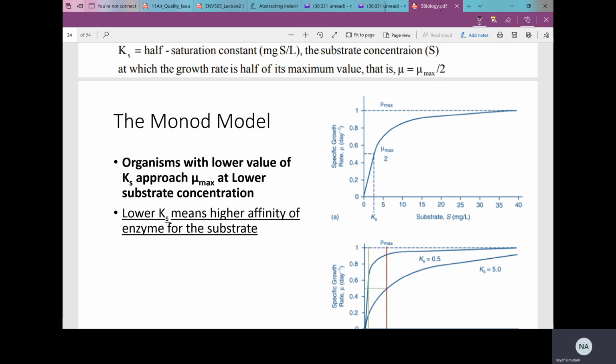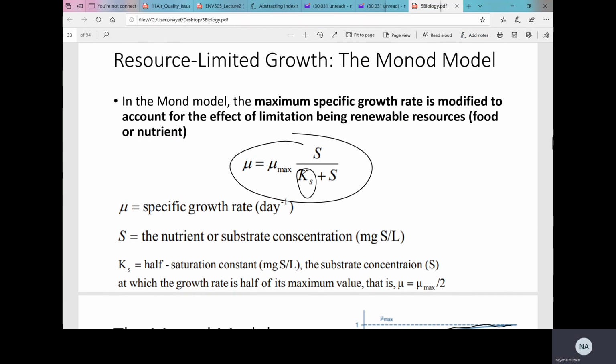If I give you a graph like this, substrate versus specific growth rate mu per day, the curve will be like this. Most of the curves will be like this if you plot substrate versus specific growth rate. And I ask you, find me Ks. Remember Ks? This Ks.